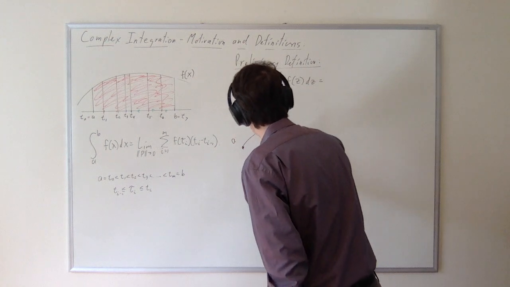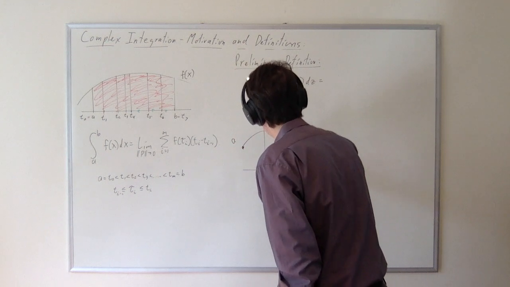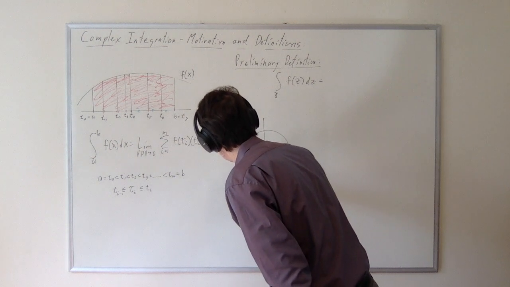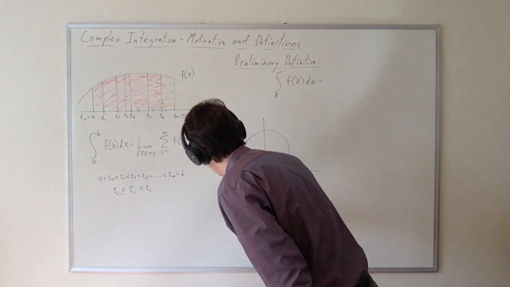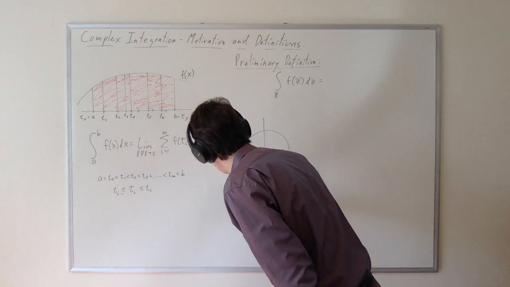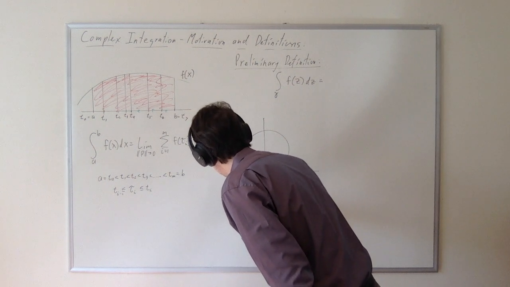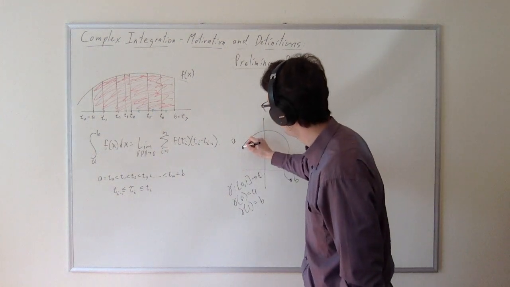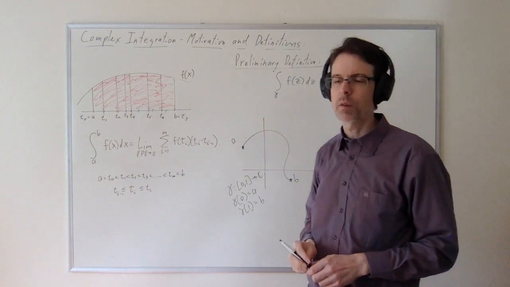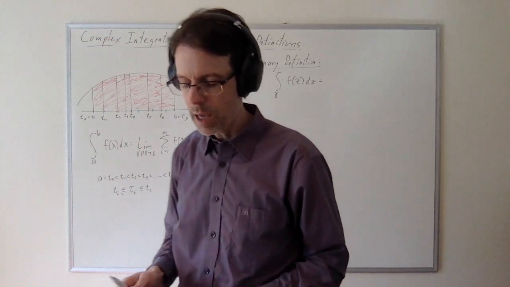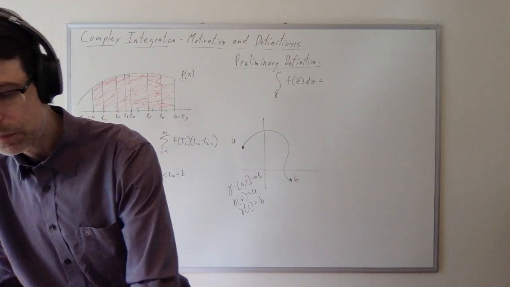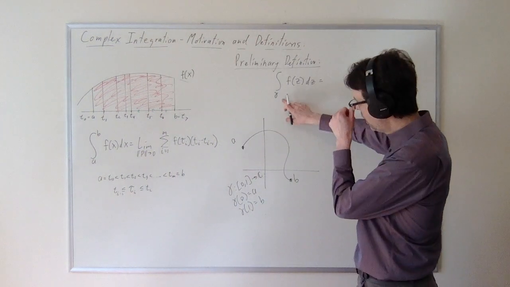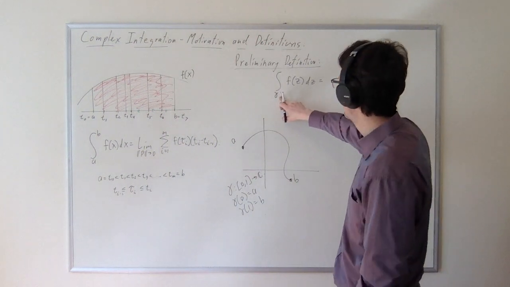So here's A, and here's B. Gamma goes from 0, 1 to the complex plane. Gamma of 0 is A, and gamma of 1 is B. So A and B are now missing from my notation, but they're still there because they're the endpoints of gamma. They're the gamma of 0 and gamma of 1 in that notation. I'm going to define the integral of f of z dz, but I'm going to use the path gamma.